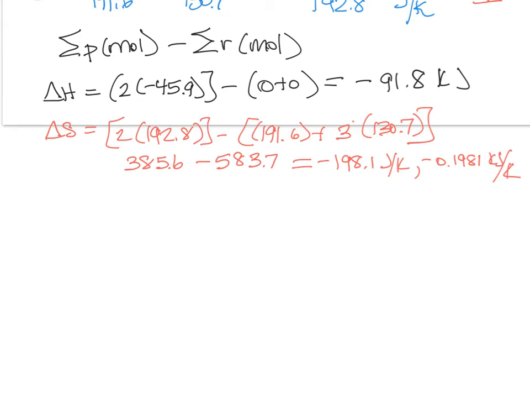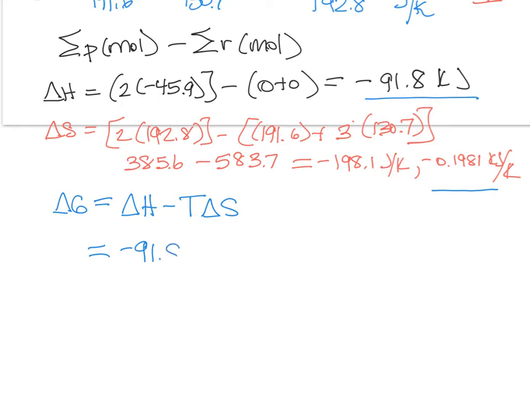Right, now we're going to plug into our Gibbs-Helmholtz formula. Delta G is equal to delta H minus T delta S. And so I'm going to plug in my three values here: the negative 91.8, negative 0.1981, and 298 Kelvin. Right, so delta H is negative 91.8 kilojoules minus 298 Kelvin times negative 0.1981 kilojoules per Kelvin.